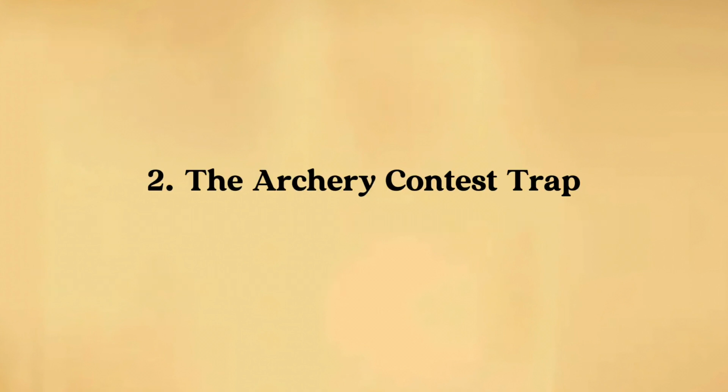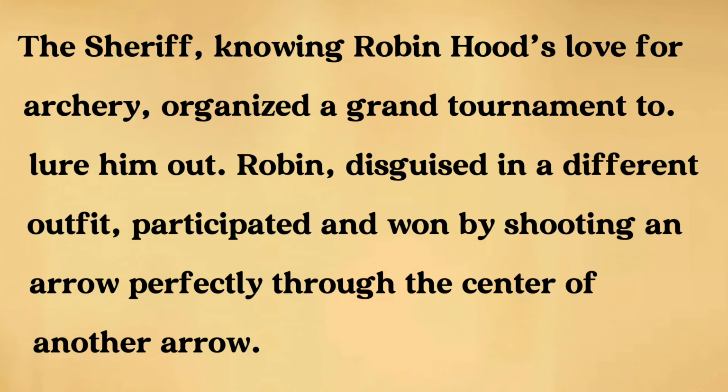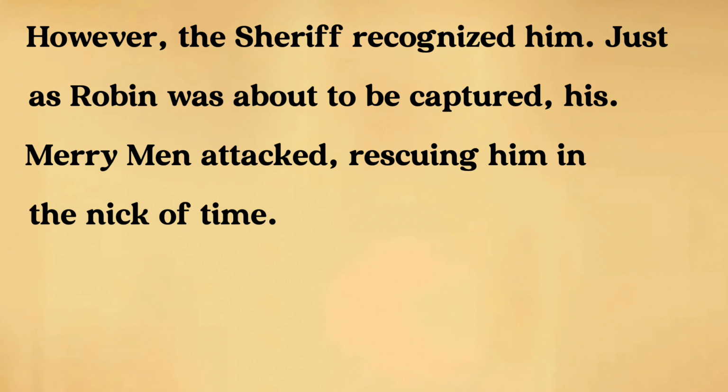2. The archery contest trap. The sheriff, knowing Robin Hood's love for archery, organized a grand tournament to lure him out. Robin, disguised in a different outfit, participated and won by shooting an arrow perfectly through the center of another arrow. However, the sheriff recognized him. Just as Robin was about to be captured, his merry men attacked, rescuing him in the nick of time.